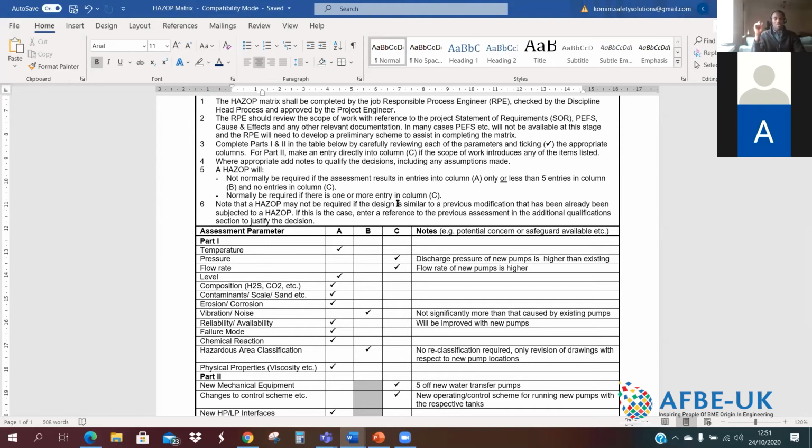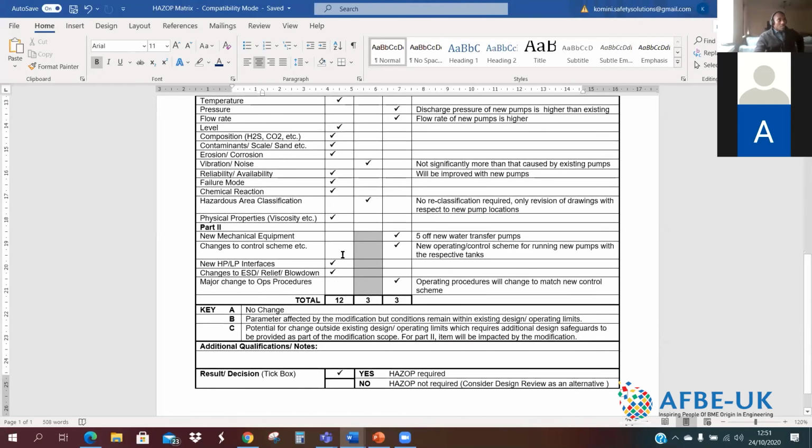And does it result in any change in any of the existing design parameters for the plants? That's what the questions at the bottom here are. The columns are divided up into A, B, and C. Column A says there's no change. Column B says the parameter is affected by the modification, but conditions remain within existing design limits. And C says the potential for change outside design limits, which requires additional design safeguards to be provided as part of the scope.